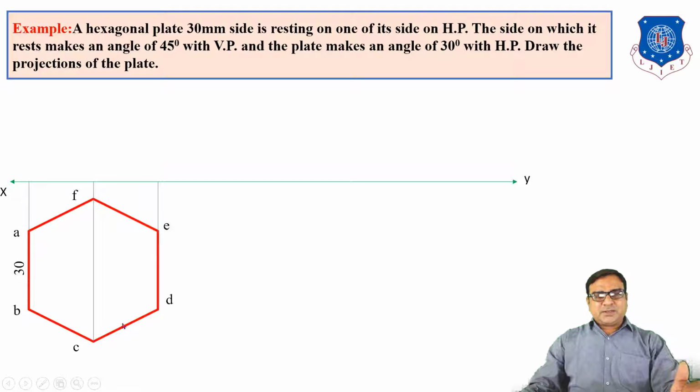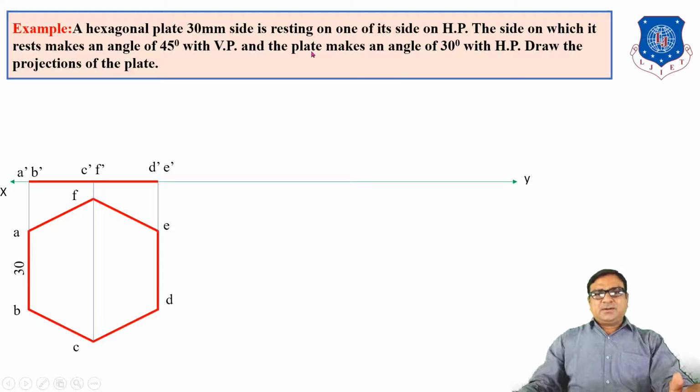Take the projection on the vertical plane, meaning draw the vertical projection lines on XY. A dash, B dash, C dash, D dash, E dash, F dash. Join them in the front view. This is our first stage, when the plane is in HP, perpendicular to VP. Now our next stage is always the surface inclination with HP.